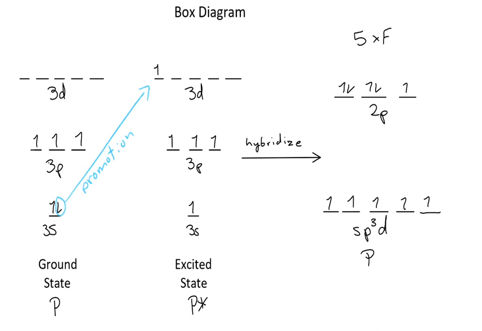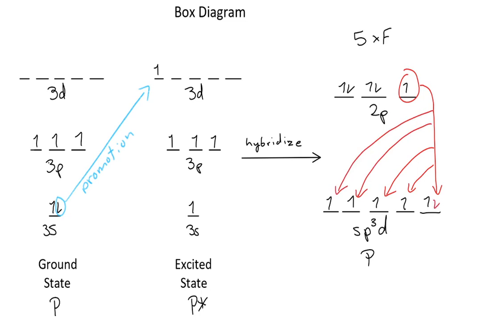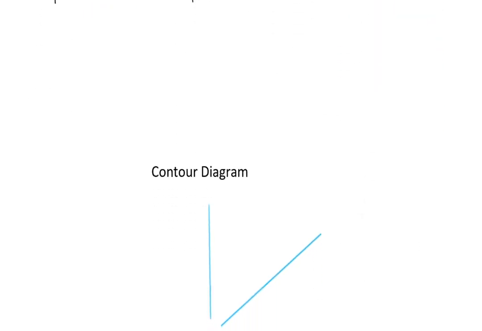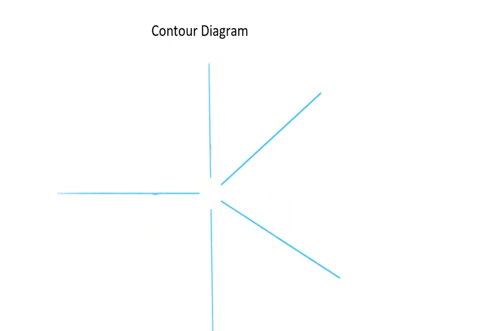And now we can show that the one electron from each of the fluorine atoms will bond like so. So with that information, we can now take the information from our box diagram and our VSEPR diagram and combine them to make our contour diagram of phosphorus pentafluoride.